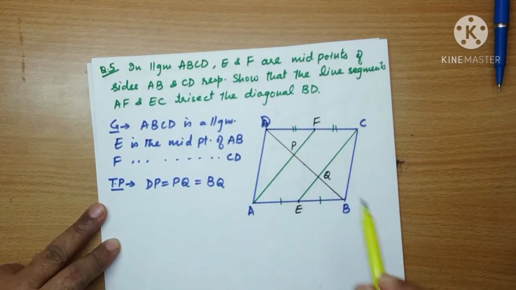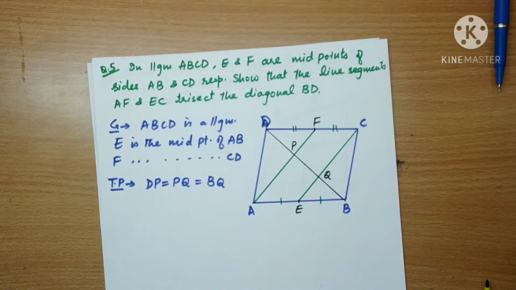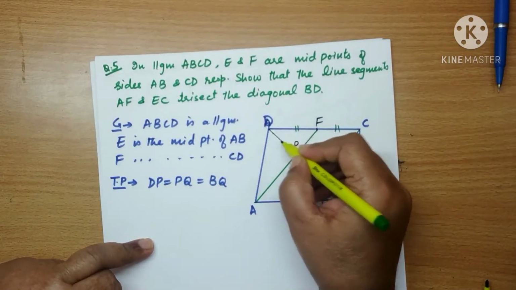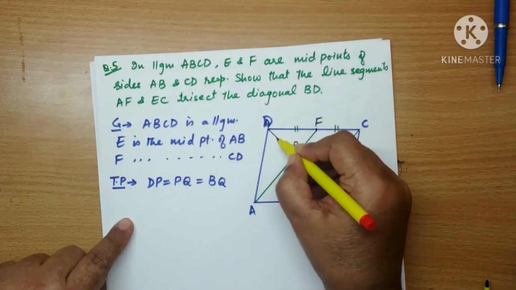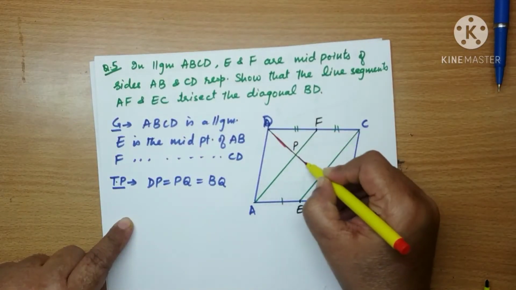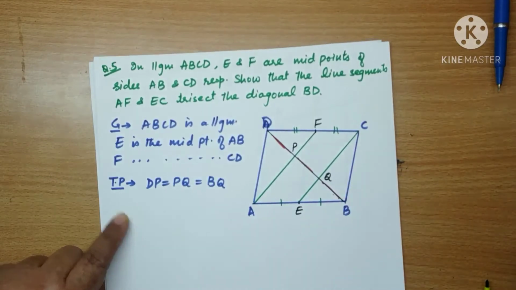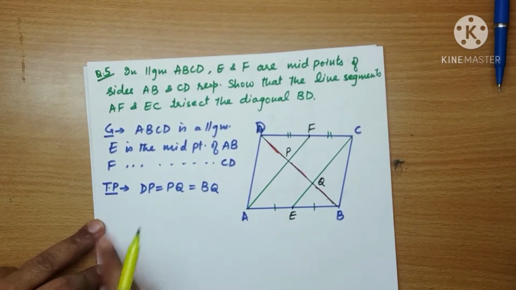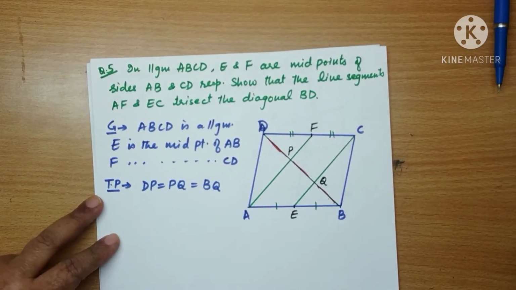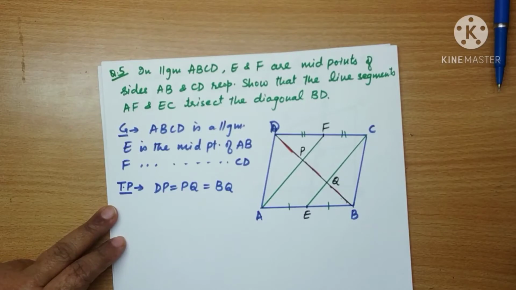Trisect means it divides it into 3 equal parts. That means I need to prove these parts equal: DP equal to PQ equal to BQ. We need to prove these 3 parts equal. Now equality of parts. Remember, how do we get equality of parts? By midpoint theorem or converse of midpoint? By converse of midpoint. So we need to apply converse of midpoint.